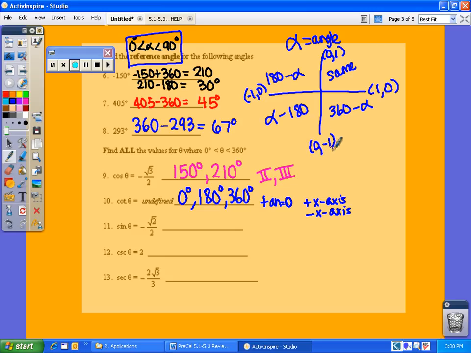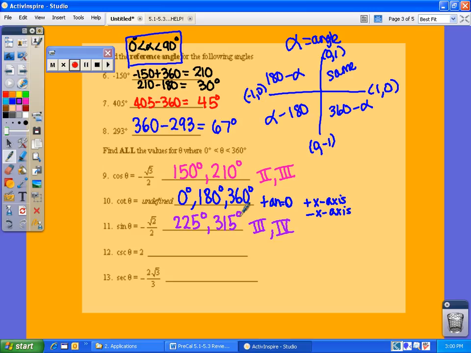Alright, next one is negative square root of 2 over 2. I know that sine is going to be negative in the third and fourth quadrant. That's the only time sine is negative, based on the ASTC. So square root of 2 over 2 comes from the reference angle of 45. The angles in the third and fourth quadrant that have a reference angle of 45 are going to be 225 and 315. So if you know the reference angle where it comes from, then that helps as well.